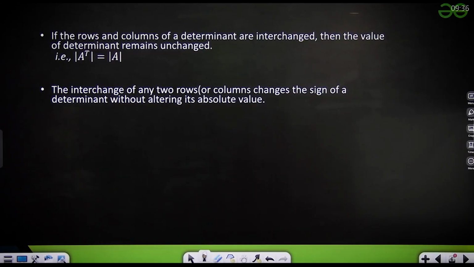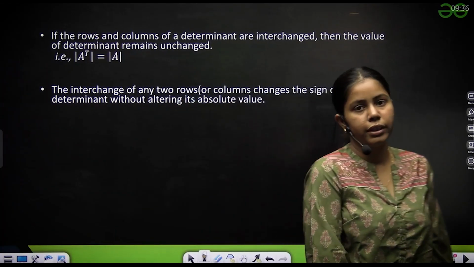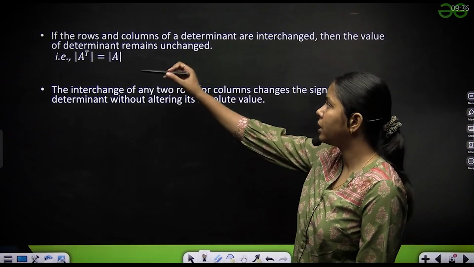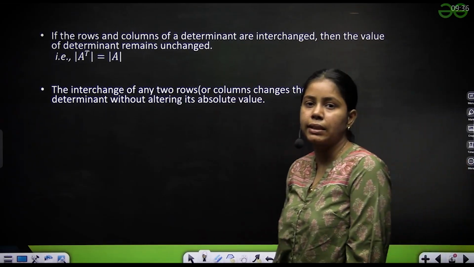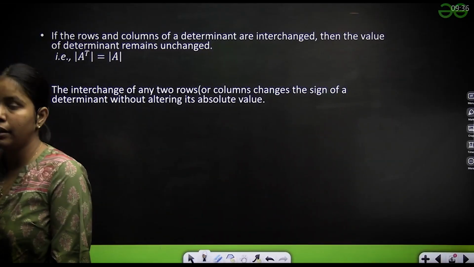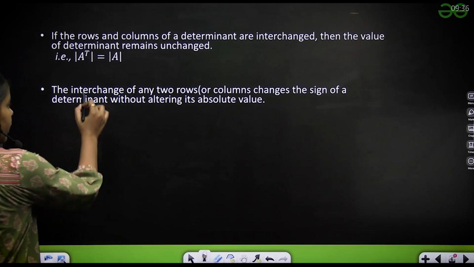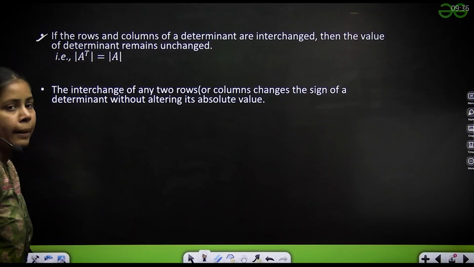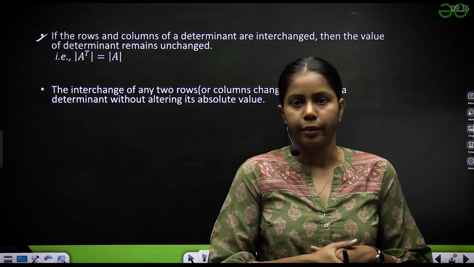Now next we have determinant of A transpose is equal to determinant of A. If rows and columns of a determinant are interchanged, then the determinant remains unchanged, right? So determinant of A transpose is equal to determinant of A. That means taking a transpose does not change my determinant.